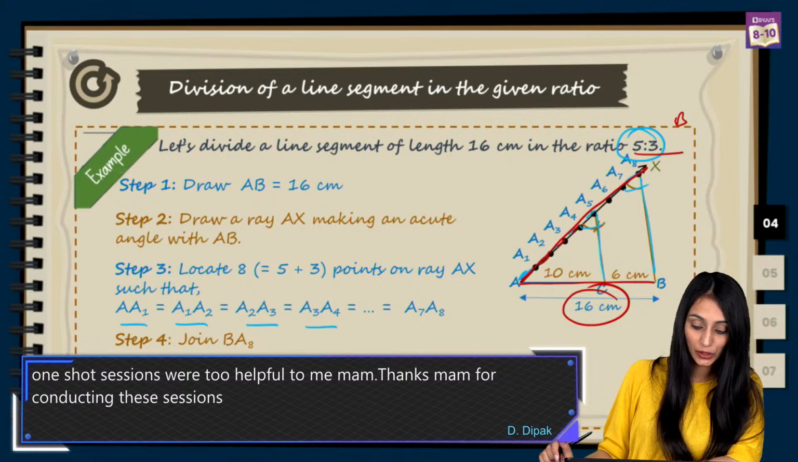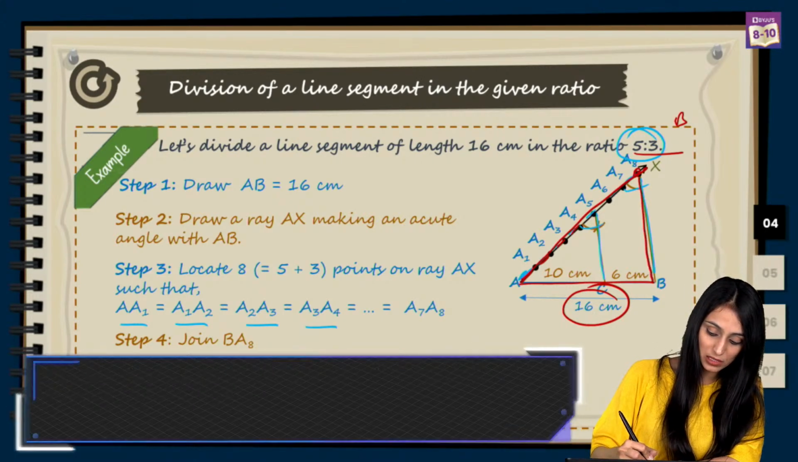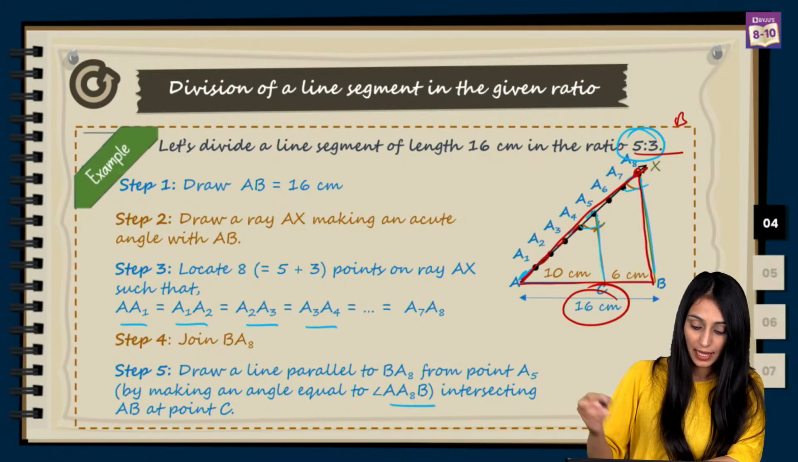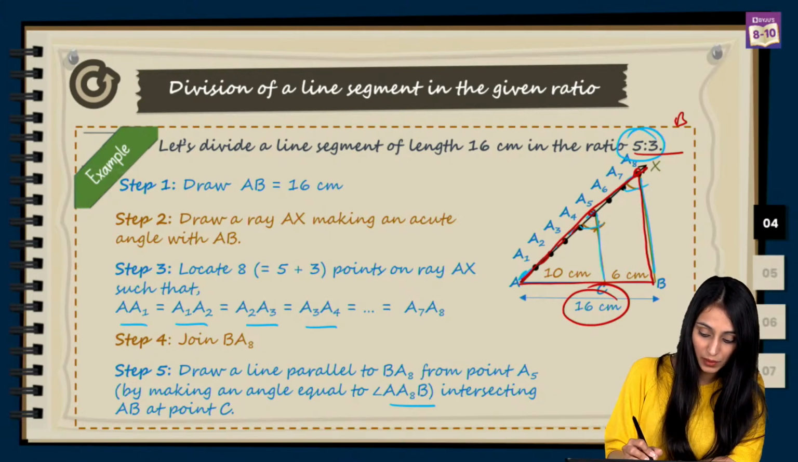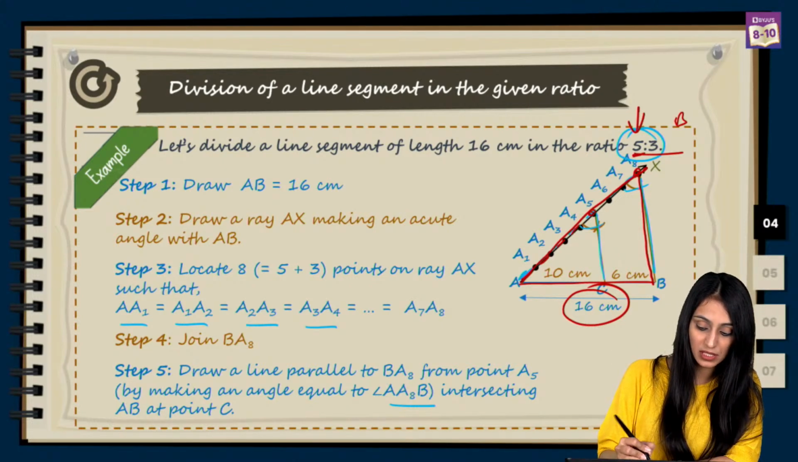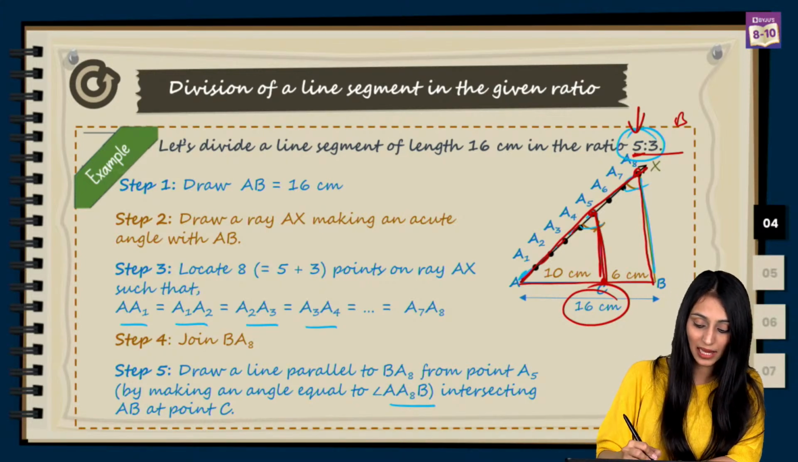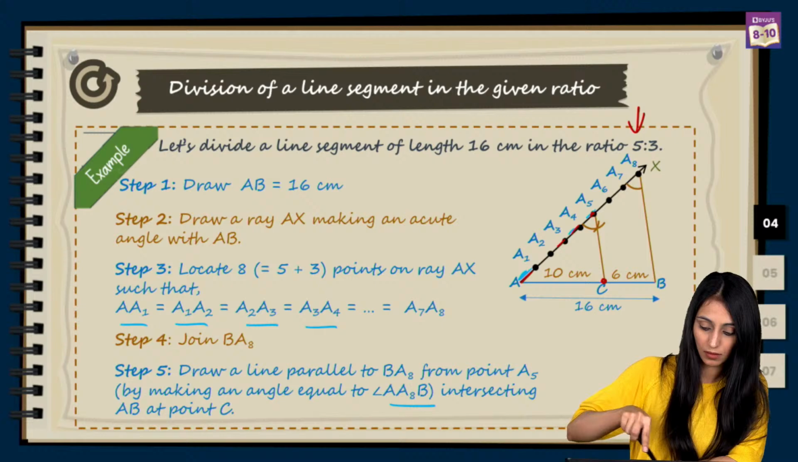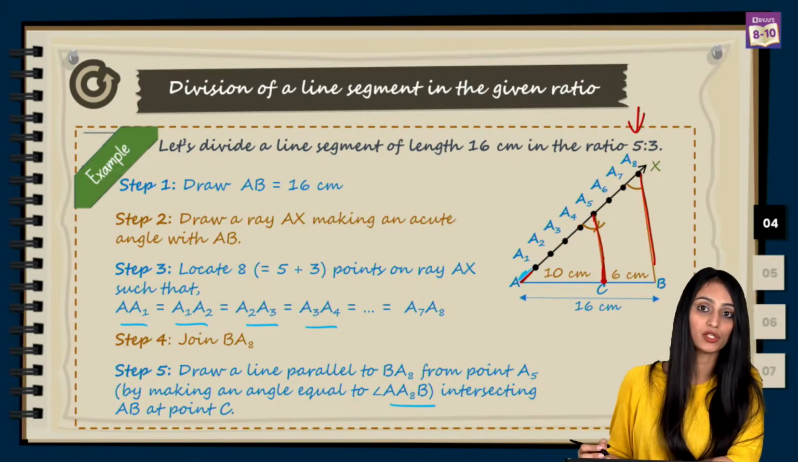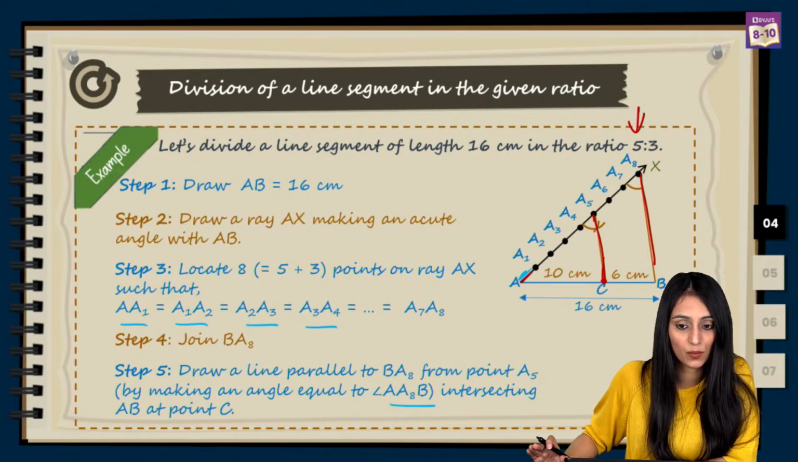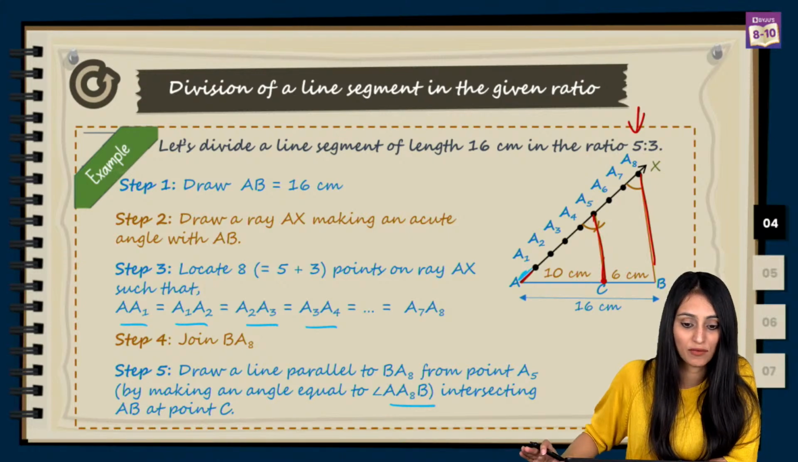When they all are equal, all you need to do is join B8, the last one, with this last point B. Then we have this A5 because we have to divide in 5:3. The first number is 5 here. From this 5, you have to draw a parallel line such that it is intersecting AB at C. These two lines have to be parallel, make sure. Then it will be divided in the ratio 5:3. I have repeated it one more time. I hope that it's clear to everyone now.